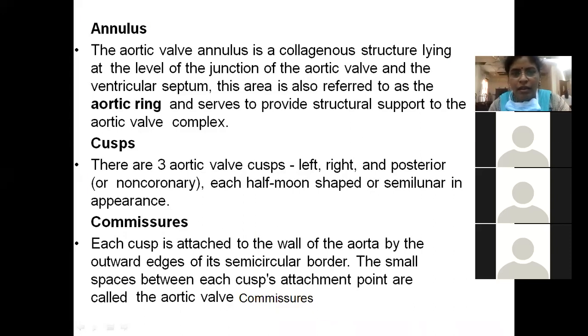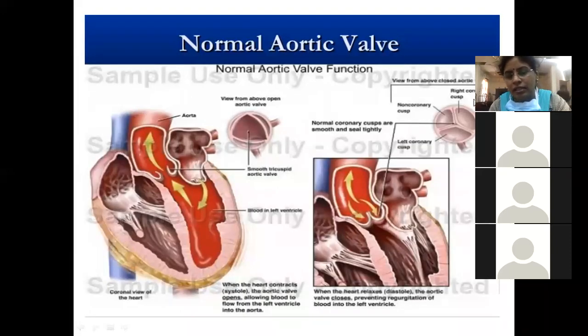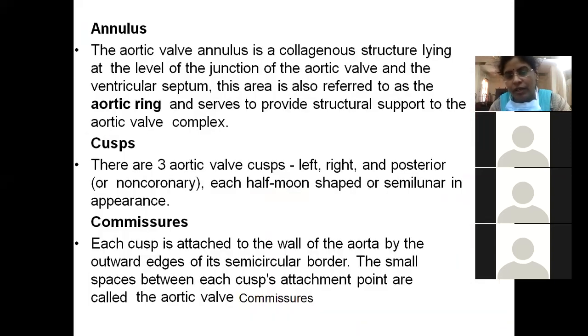And coming to the annulus, the annulus is a collagenous structure that supports the valves or cusps. It's mainly located between the interventricular septum and the aorta. And the third one, the commissures. The commissures are the structures that attach the free edges of the aortic valve leaflet to the aorta. So these are the three structures that are present in the normal aortic valve.